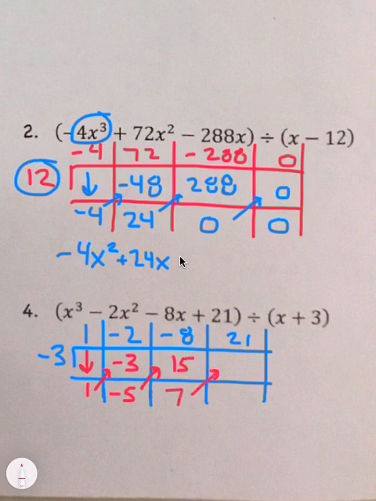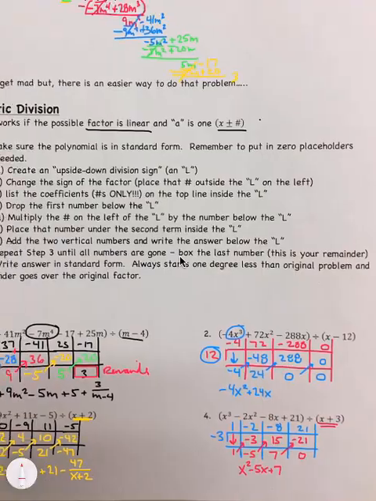7 times negative 3 is negative 21. We add those up and we get 0. So that means we have no remainder. So our answer is x squared minus 5x plus 7 and no remainder. That means this x plus 3 is a factor of x cubed minus 2x squared minus 8x plus 21.